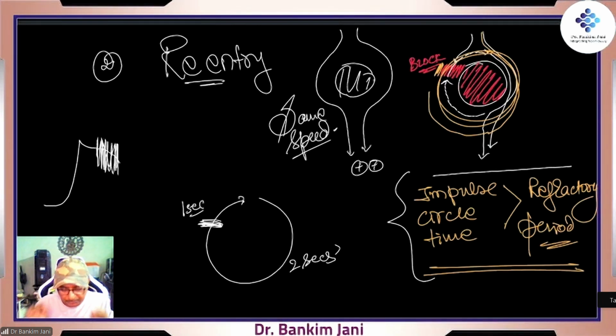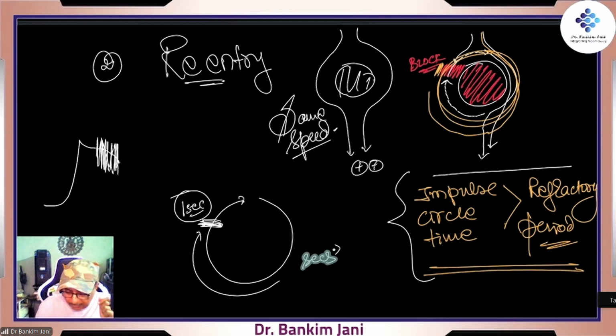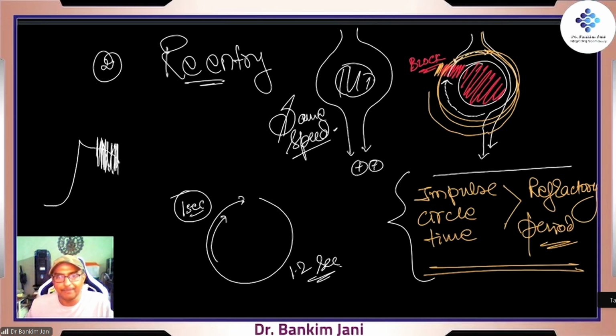But right now, just for our understanding, we just see that this gate is remaining closed for 1 second. So if we reach early, let's say our impulse circle time is just 0.8 seconds, within 0.8 seconds we reach this door, so we'll find that door closed. But what if we reach over there at 1.2 seconds? Then we'll find that this door is open. Chalo, let's go again.